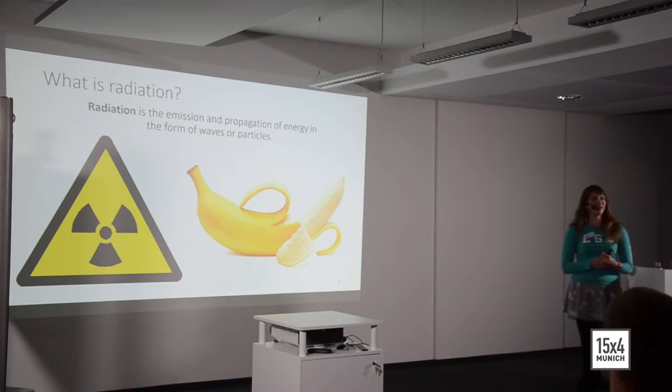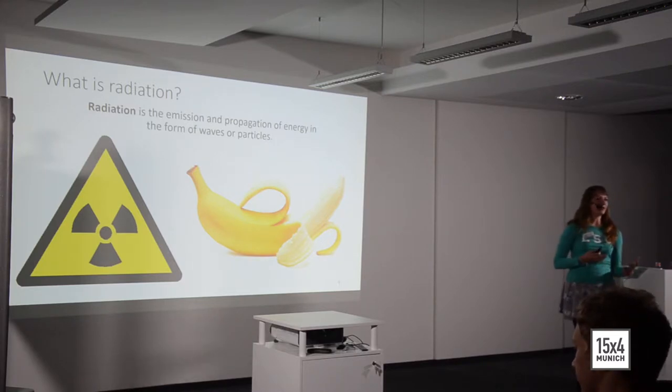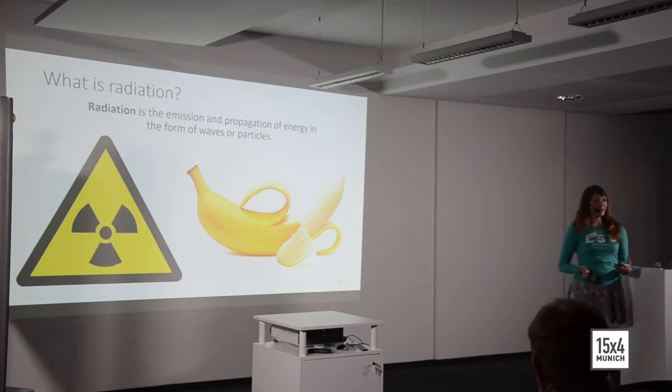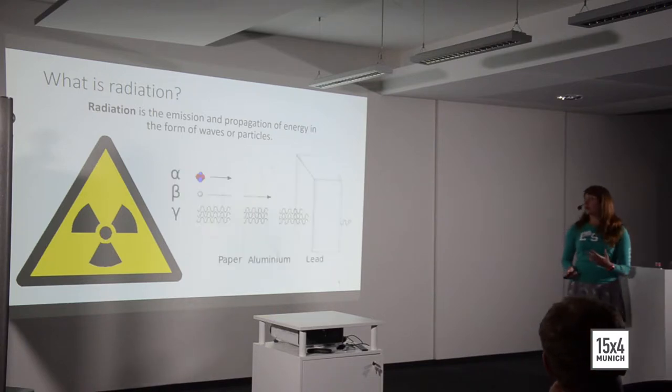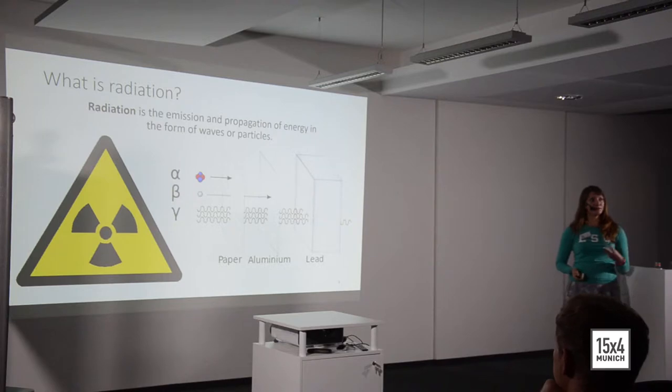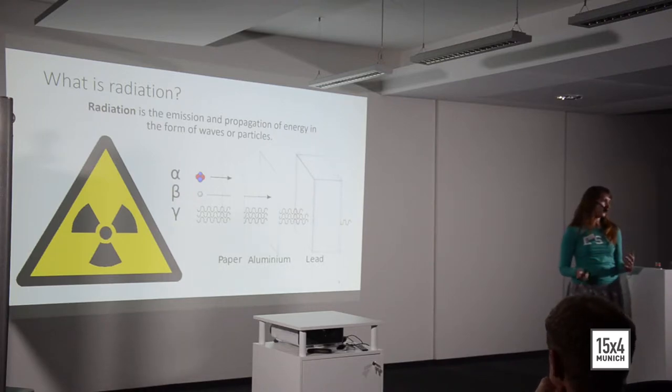But obviously we're not treating cancer with bananas. Maybe you guys have heard of some other radioactive elements like uranium or radium, plutonium, things like that. And with radioactive elements, there are three types of radiation. So first we have alpha particles, and alpha particles do not travel very far.